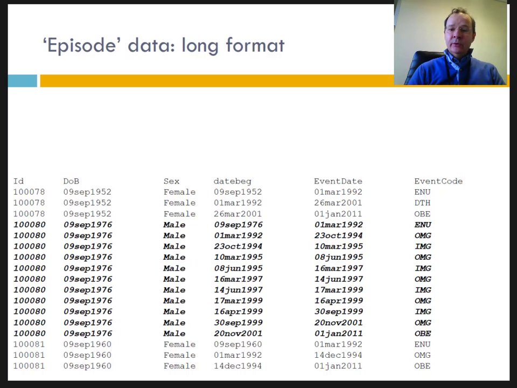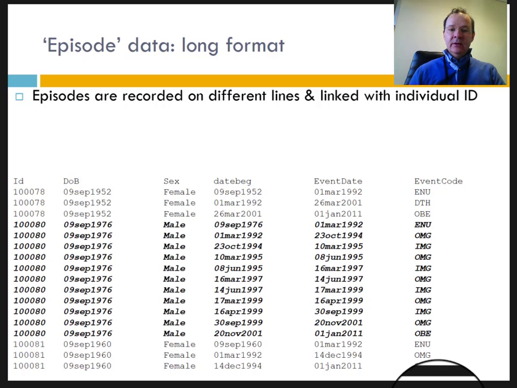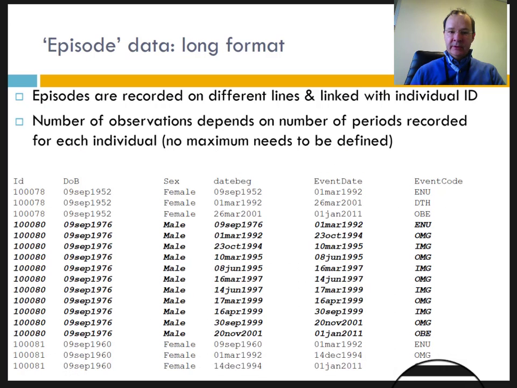The long format can be thought of as period observation format. This means that the successive periods or episodes that an individual went through over a lifetime are recorded on different lines. All periods or episodes are linked together for the same individual using an individual ID. In a long format, the number of observation lines, that is, the number of records in the file, only depends on the number of periods or episodes recorded for each individual. There is no need to define a maximum number of records.